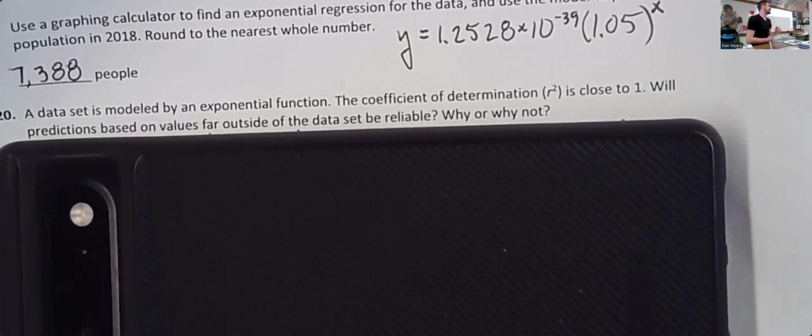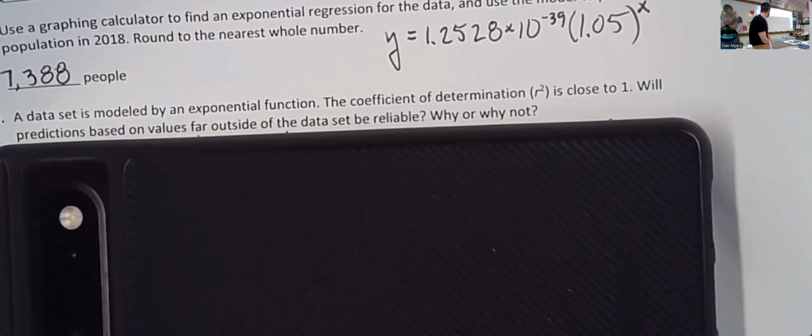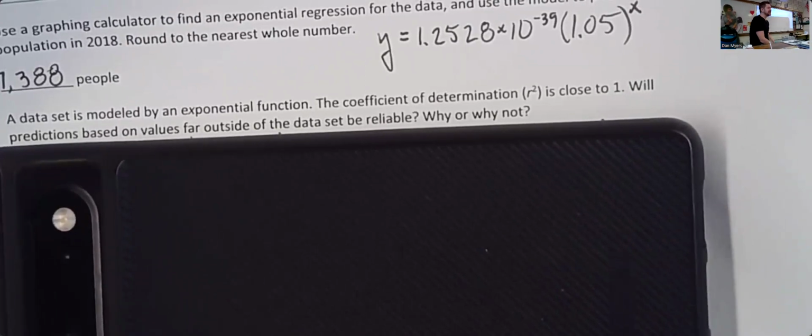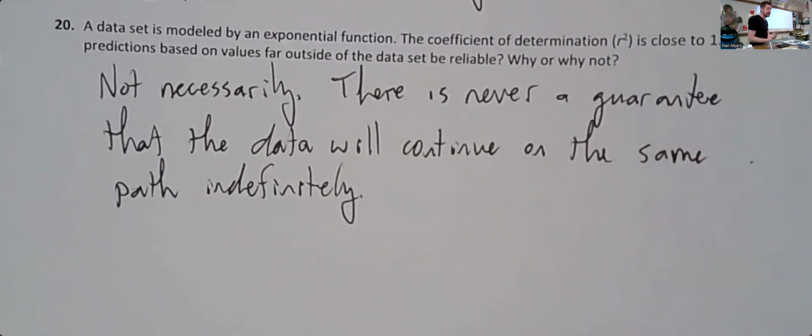Now, far outside of the data set means an x value that's either a lot further along or a lot further back. And the answer is not necessarily. Because if you have an actual data set, that's information that you are taking over a certain period of time, and if it shows a wonderfully exponential growth curve, it doesn't mean that it will always continue that way. Things change over time, factors change over time. So the answer to that one is right here: not necessarily. There's never a guarantee that the data that you collect will continue on that exact path forever. In fact, it's probably more likely that it won't continue that way, depending on what information you're gathering.